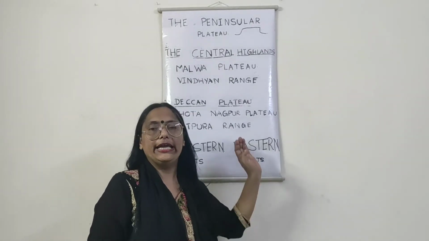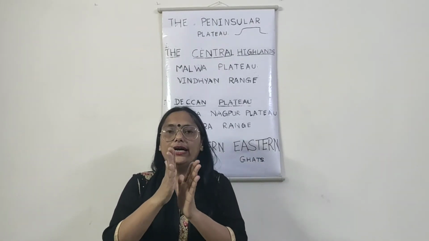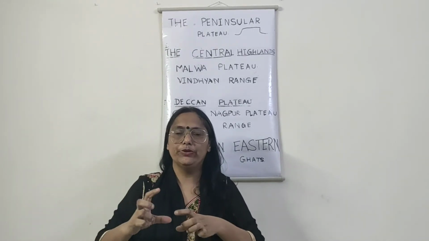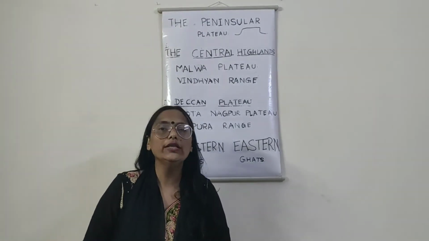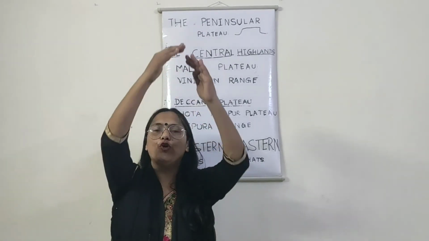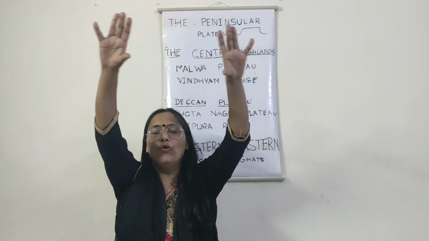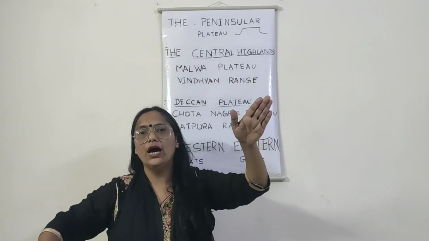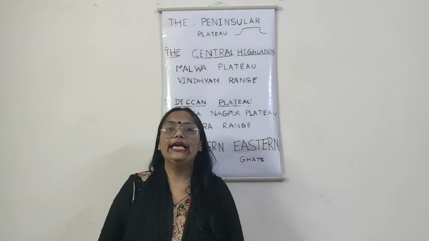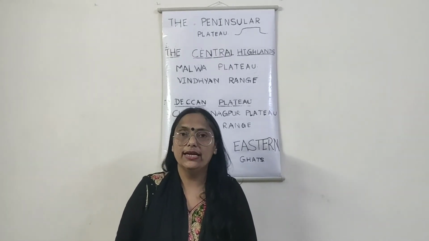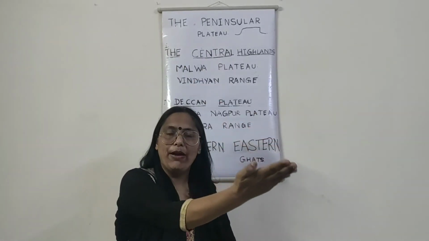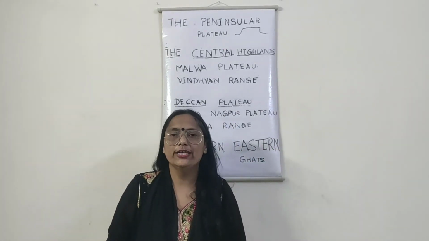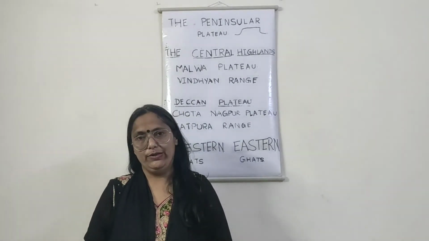The Eastern Ghats are discontinuous, meaning there are big passes in this area. All the rivers moving from the north of our country to the central part finally merge into the Eastern Ghats. The Eastern Ghats run parallel to the Arabian Sea. I am sorry, it is not the Arabian Sea, it is the Bay of Bengal.